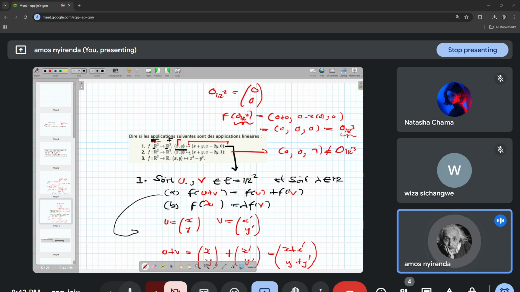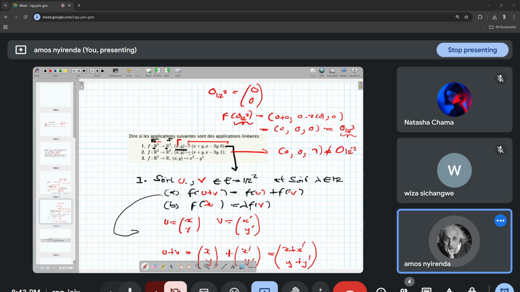If you try to see if this application f maps the 0 element of R2 to the 0 element of R, you see that it works, because the 0 element of R2 is 0, 0. So this condition is not sufficient. If you plug in 0, 0 for x and y, you get 0, because 0 squared minus 0 squared is 0. So you get 0, which is the identity element of R. However, the condition is not sufficient.